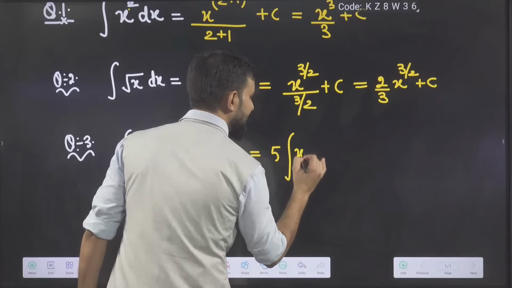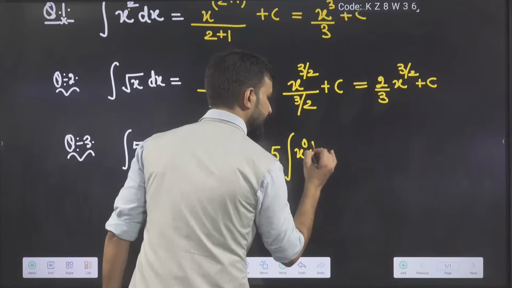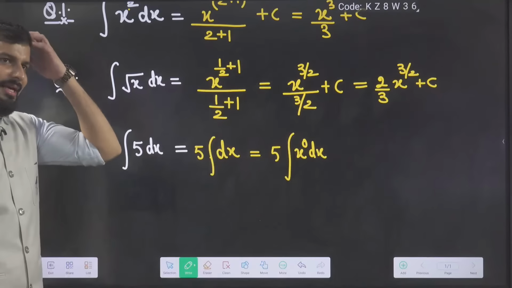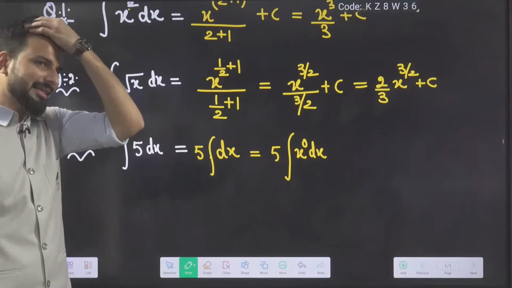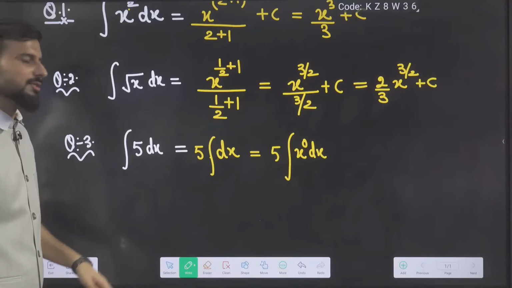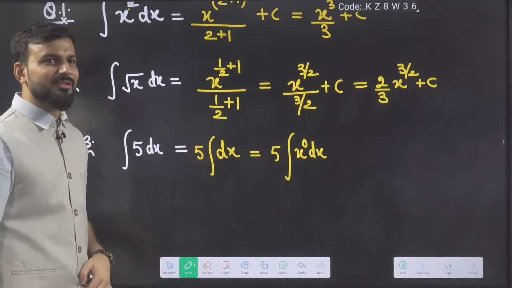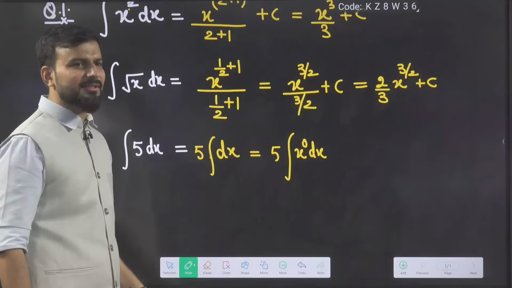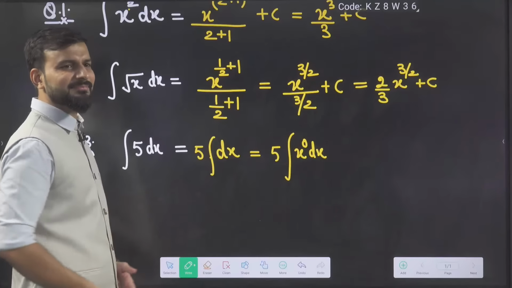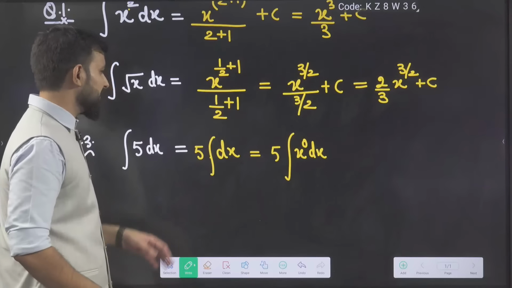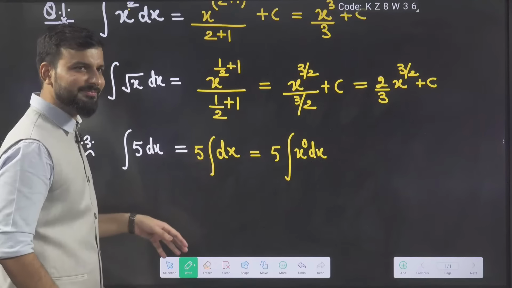You can write it like this: x power 0 dx. You have to write always in terms of variable, x power 0. Now came the mathematical logic, which students don't like. Students only like some random joke kind of things, so that physics also becomes fun. But there is nothing fun in it, it is boring. You have to make it interesting by putting this masala into it.